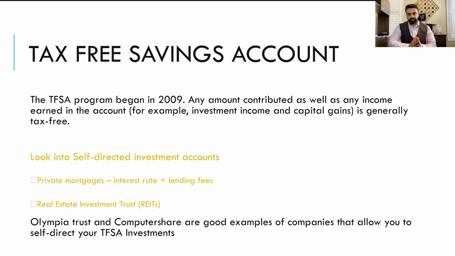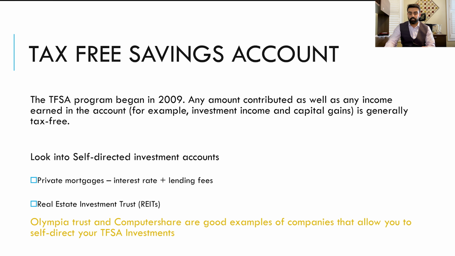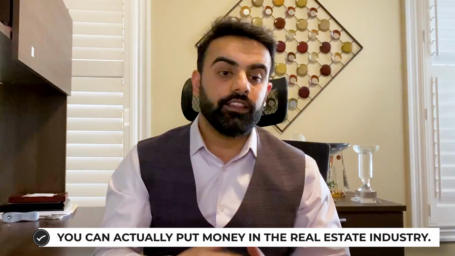So now let's look at how we can use it for our real estate purposes. Most TFSAs are actually self-directed. You put it into a mutual fund which is pre-existing, and they invest in various stocks in the market. What I am suggesting here is you can technically do self-directed investments under your TFSA using a couple of companies like Olympia Trust and Computershare, because they allow you to direct how you want to grow your money in your TFSA. Instead of using stocks, which is also a great option, you can actually put money in the real estate industry.